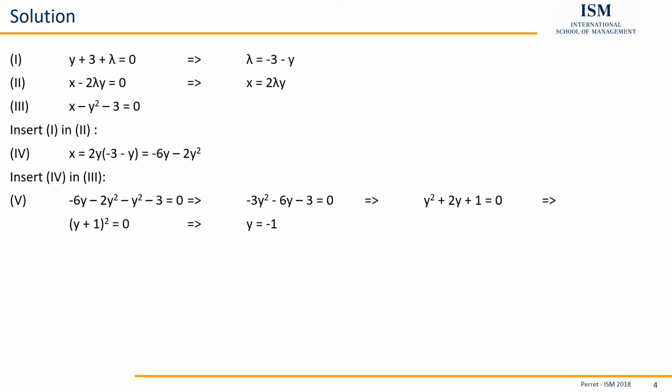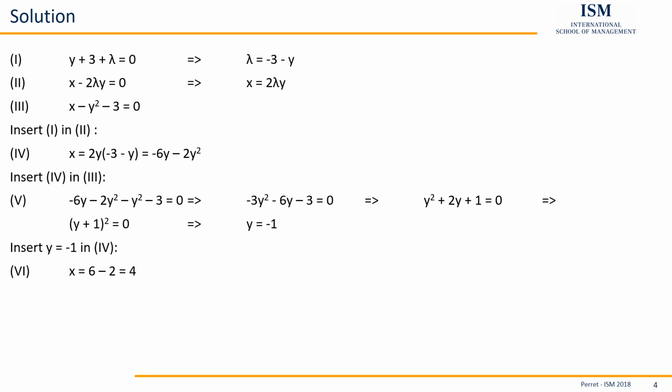This equation 5 we can use in equation 4. So we insert the y equal to minus 1 into 4, allowing us to directly calculate x as being minus 6 times minus 1 minus 2 times minus 1 squared, or rather here 6 minus 2 being 4.